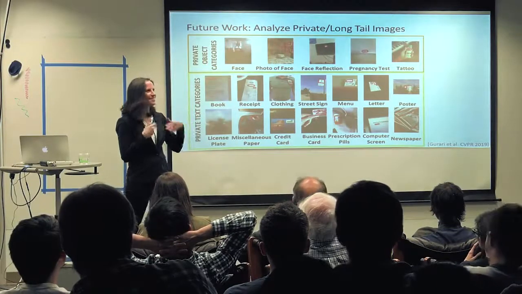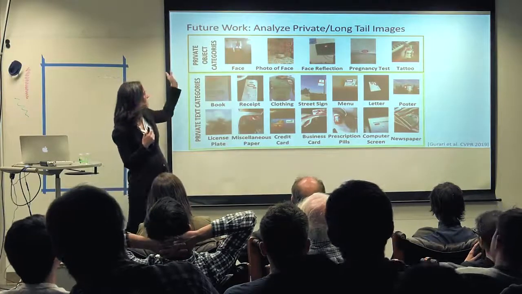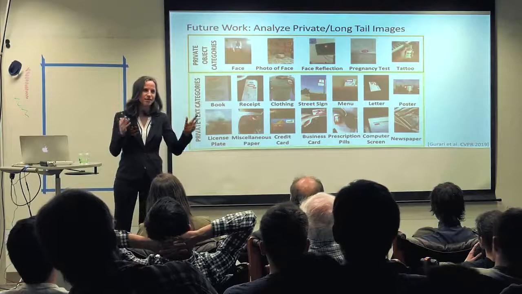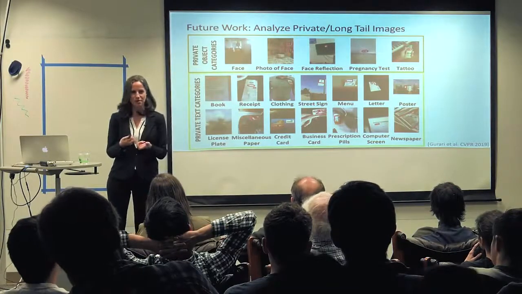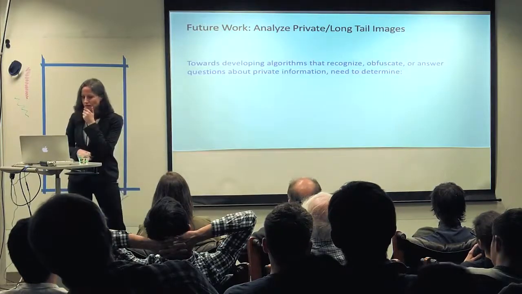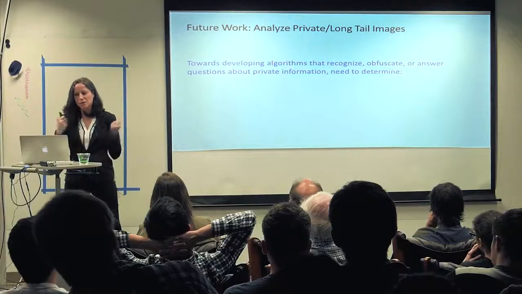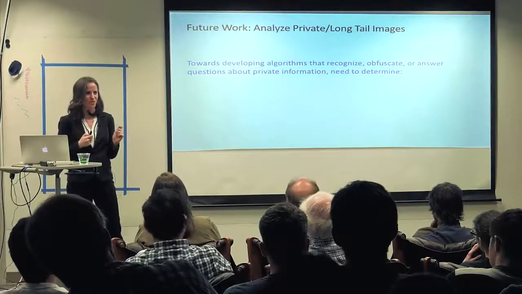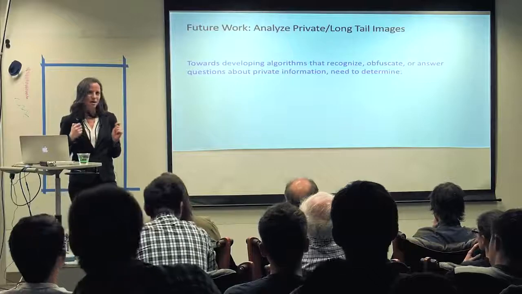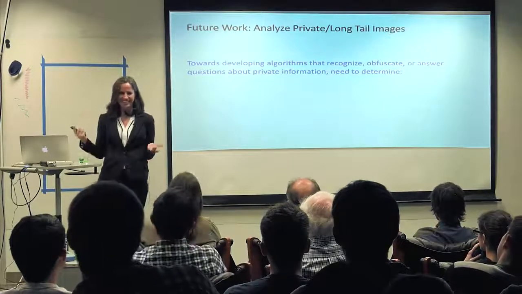So if we think about this, the data really is complicated, because we can have things that are private from the object standpoint, as well as text, and where that text is situated can make it private, okay? And so in thinking about how to deal with this real world problem, we want to develop algorithms that recognize, obfuscate, or answer questions about private information, okay? We do not want to ever share the private information.